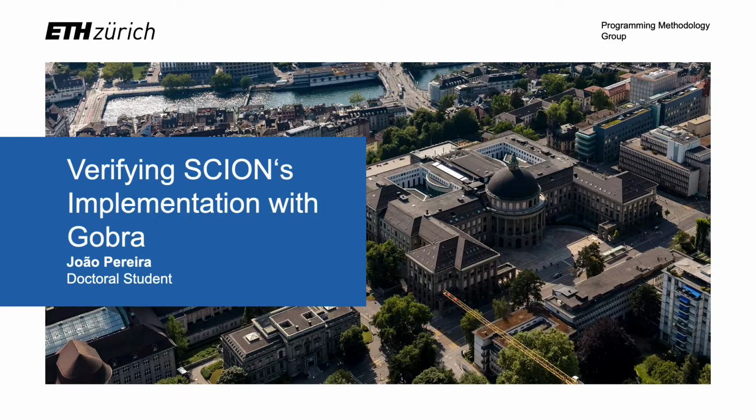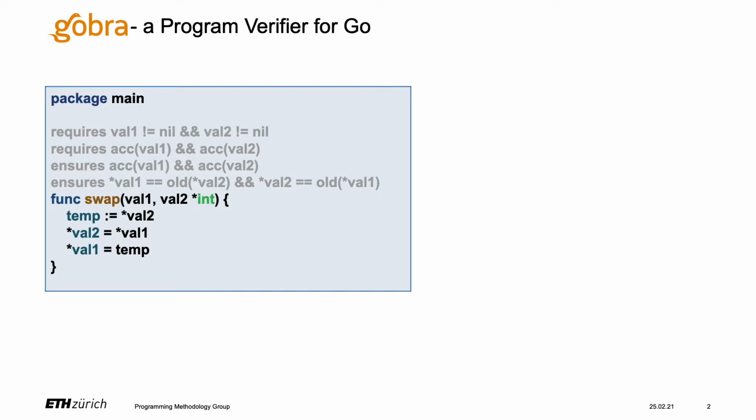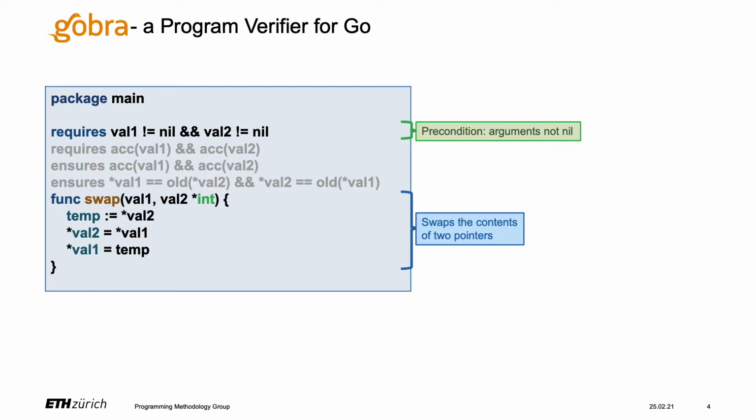for Go. GOBRA accepts Go code annotated with user-provided specifications describing the expected behavior of the program. We demonstrate GOBRA on a simple function that swaps the contents of two pointers. Later, we will demonstrate GOBRA on a short snippet from SCION's codebase. The first annotation establishes a precondition, restricting the values that can be passed as arguments to the function. In this case, they cannot be nil.